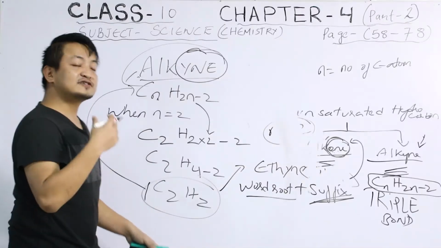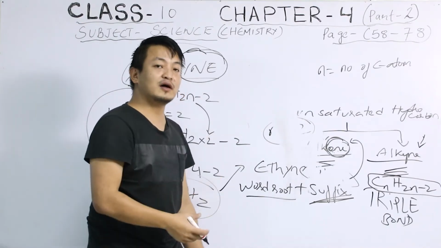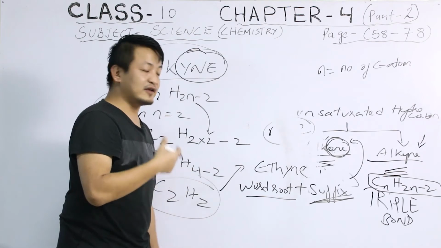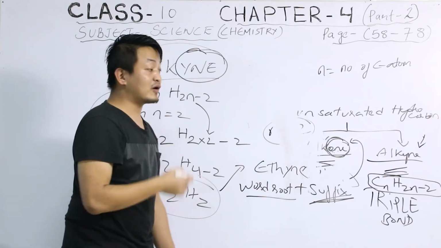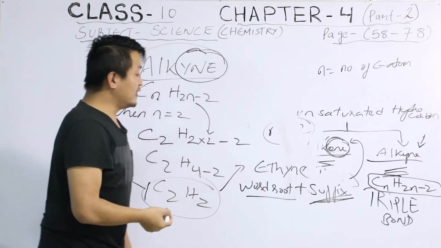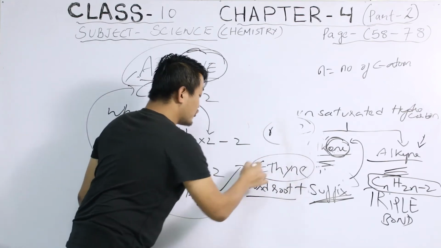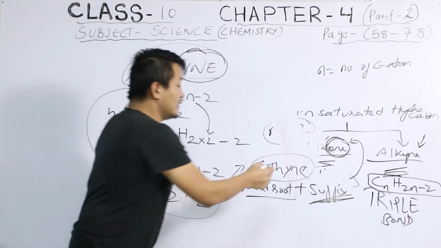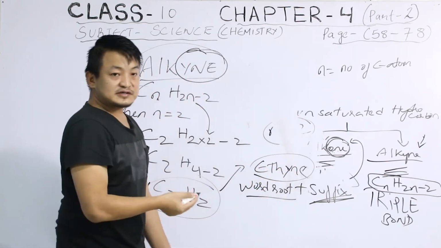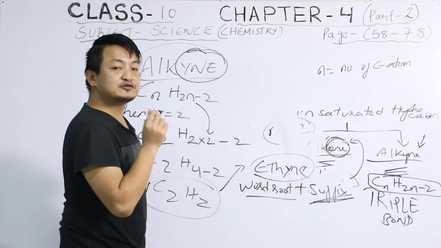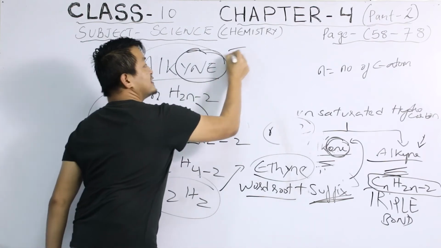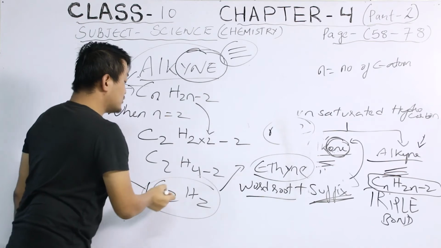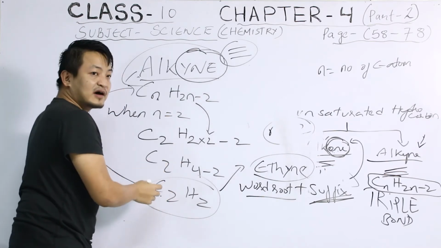So likewise, it is very easy. Just knowing the formula, we can draw the structure and we can name any compound, for alkane or alkene or alkyne. So this is the name for C2H2. Now, YNE means there is a triple bond. Alkyne means, keep this in mind, there is a triple bond. Clear?